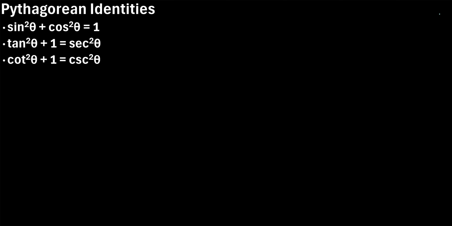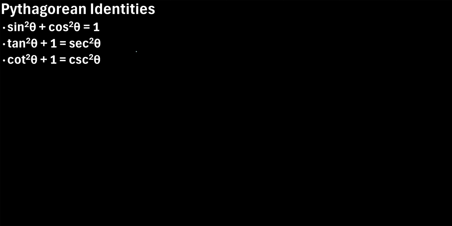In this video, we will talk about the Pythagorean identities. There are three Pythagorean identities. The first is sine squared theta plus cosine squared theta is equal to 1. The second is tangent squared theta plus 1 is equal to secant squared theta. And the third is cotangent squared theta plus 1 is equal to cosecant squared theta.